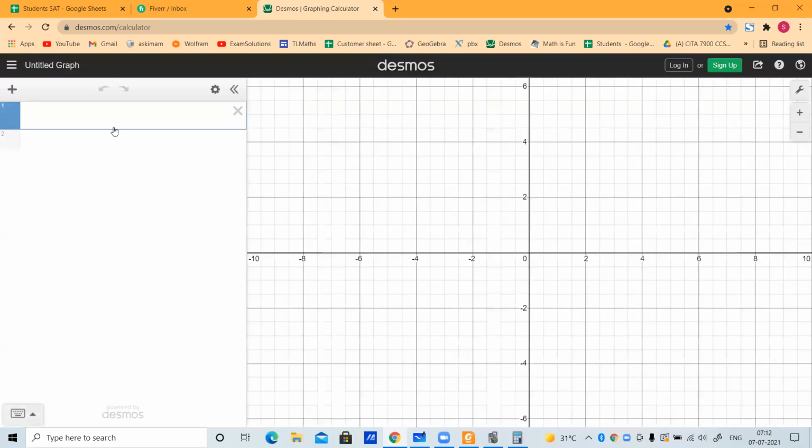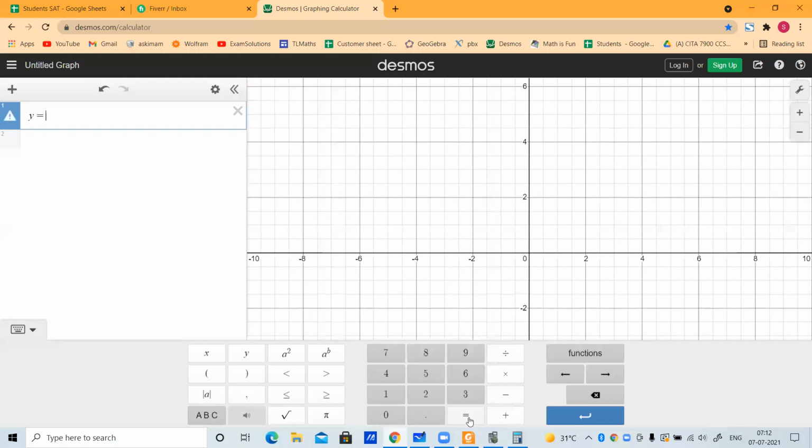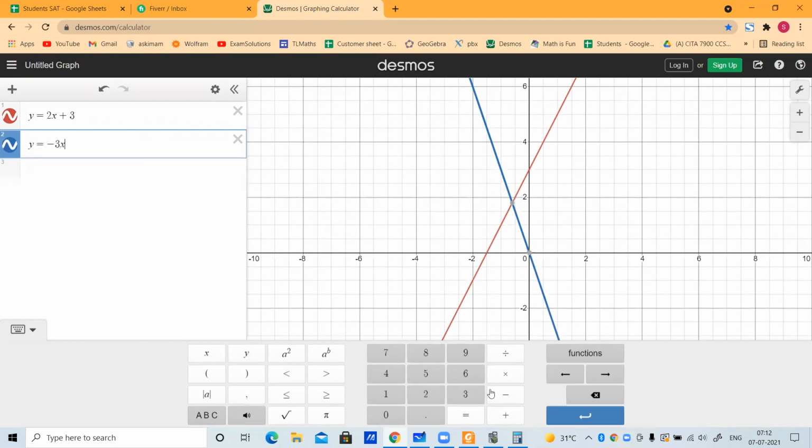Can you tell me the lines? y equals 2x plus 3. Okay, I have made y equals 2x plus 3. And the second line? y equals negative 3x plus 4. So I have made one more line, negative 3x plus 4. That's the blue line. The red line is y equals 2x plus 3. And what do you mean by y equals 2x plus 3? What does this 2 denote?